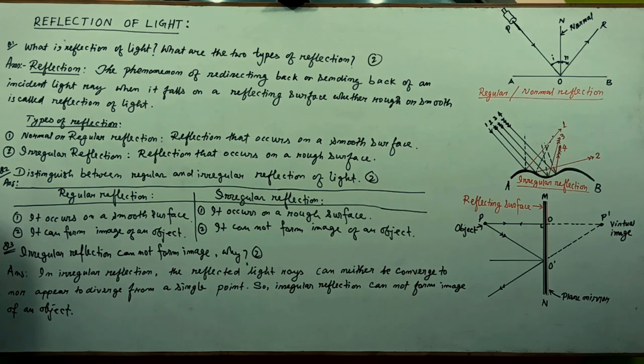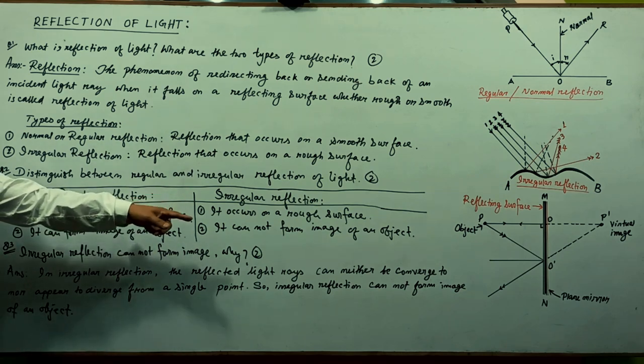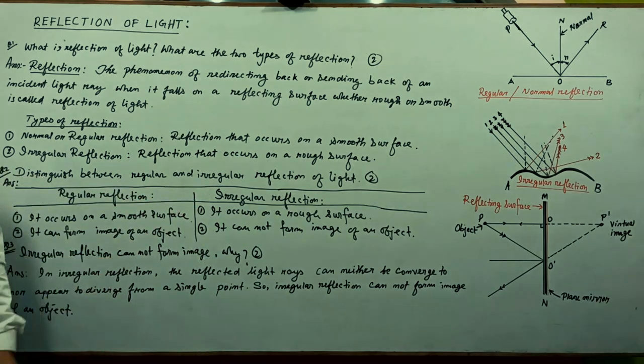A question on hybrid reflection: what is the difference between regular and irregular reflection of light? Let us see the definitions. Regular reflection occurs on a smooth surface. Irregular reflection occurs on a rough surface.